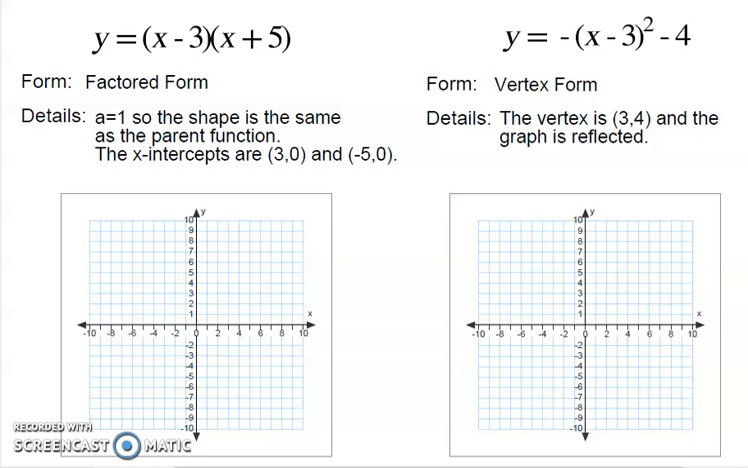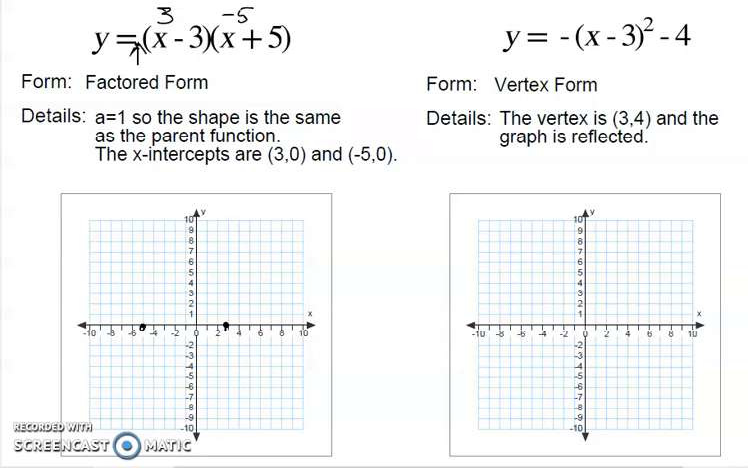The a value is 1, so that means that the shape of the parabola will look like a parent function. So when you go from the vertex, you go over 1, up 1, and whether you go to the right or to the left, that's the general form for a parent function. The intercepts are at 3, 0, because if I stick in 3 in the first parenthesis, 3 minus 3 is 0, and then the other one is negative 5, 0. If I stick in negative 5 for x in the second parenthesis, I get 0. So 3, 0, negative 5, 0.